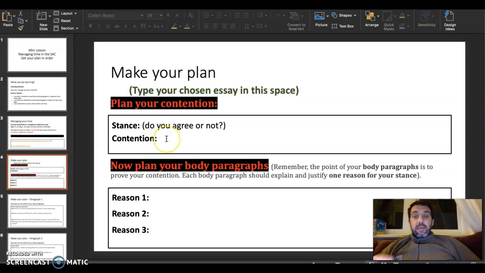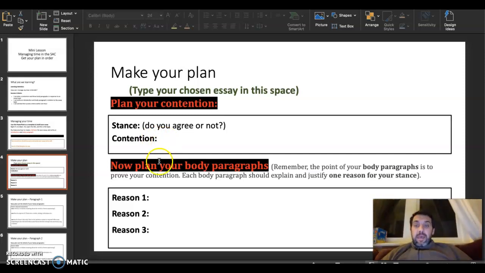The contention is then based on your stance. Think clearly about what your contention is going to be, because the rest of your essay hinges on that. And remember, your contention is in relation to a big idea. It's not just character driven. These are the themes we're talking about. It's going to be a themed essay that you're writing about. The contention will be in relation to those themes.